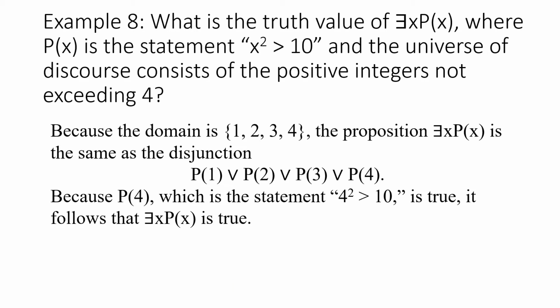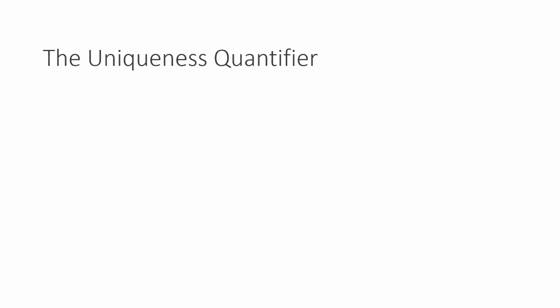Okay, so let's have the uniqueness quantifier. We have now introduced universal and existential quantifiers. These are the most important quantifiers in mathematics. However, there is no limitation on the number of different quantifiers we can define, such as there are exactly two, there are no more than three, there are at least 100, and so on.